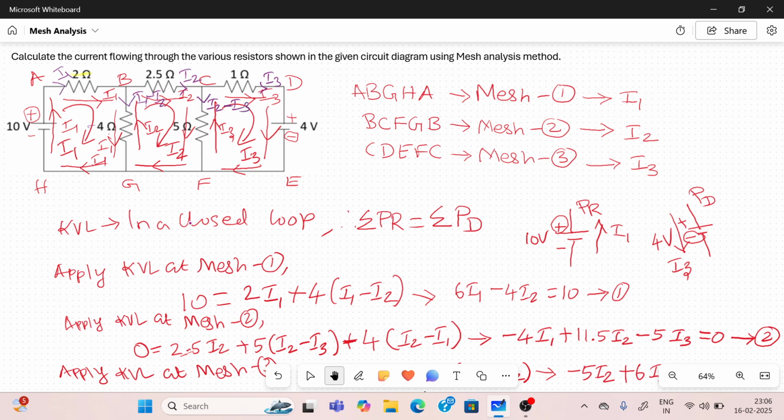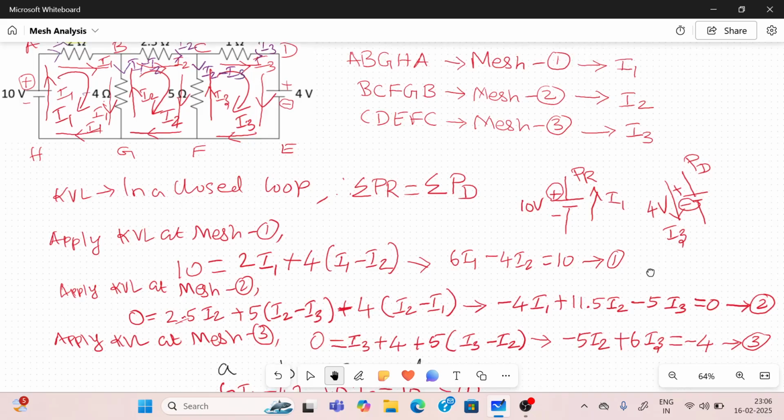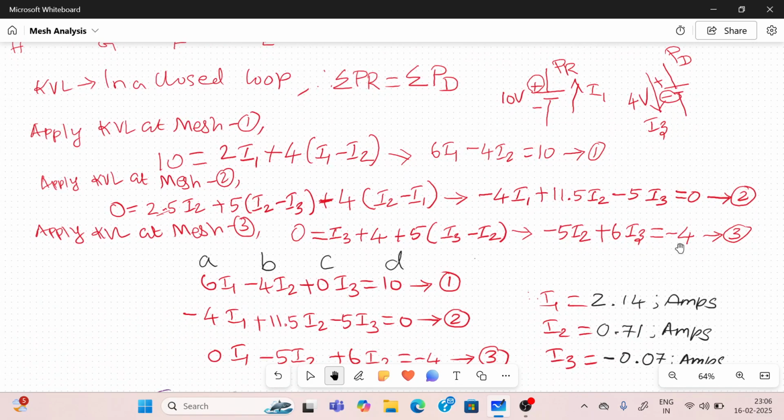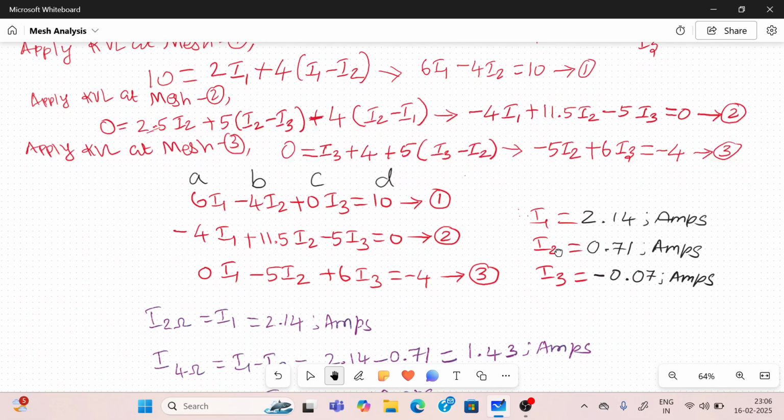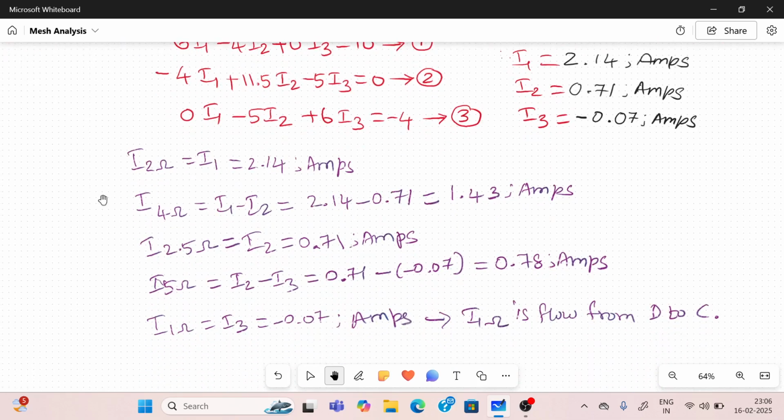Then I want to apply KVL for each mesh. How can we apply the equations? In a closed loop, the sum of the potential rises is equal to the sum of the potential drops. Apply KVL for each mesh and you can form the equations. Three meshes, three unknowns, so we need three equations to solve. Each mesh gives one equation. Then you can solve these equations, and identify the current flowing through each resistor.